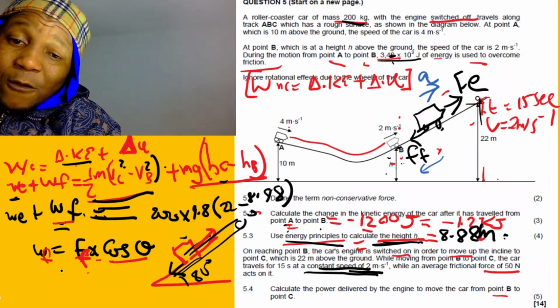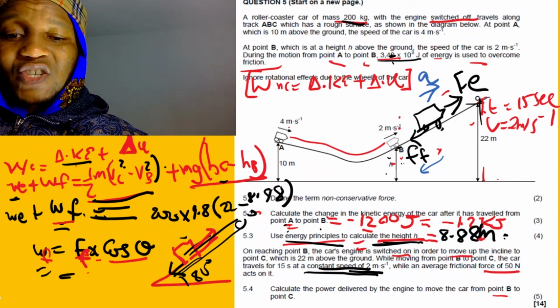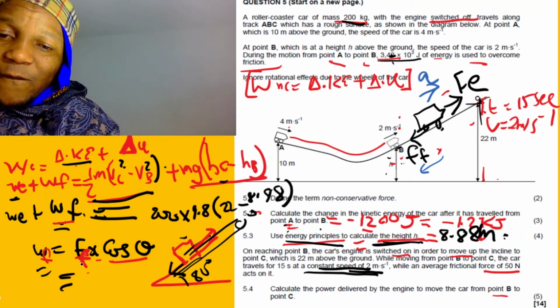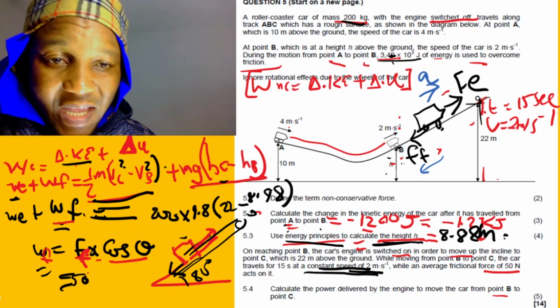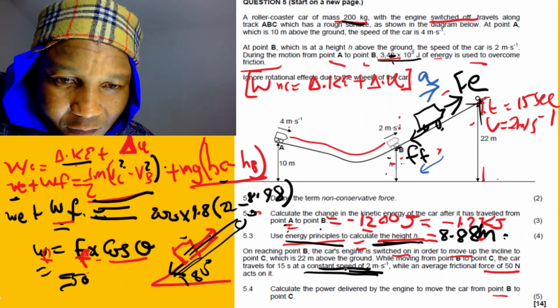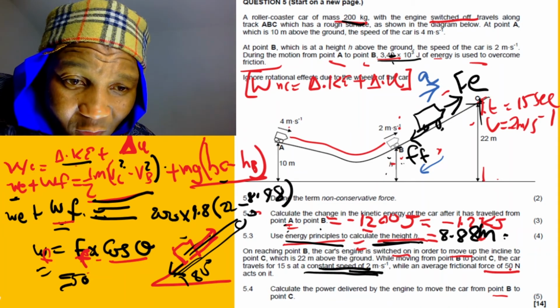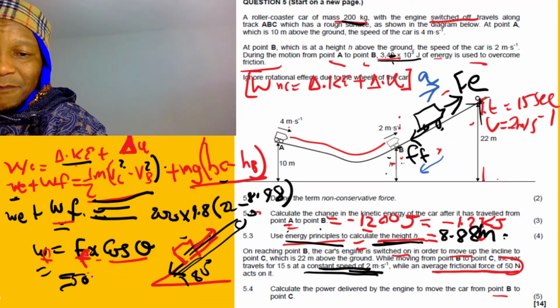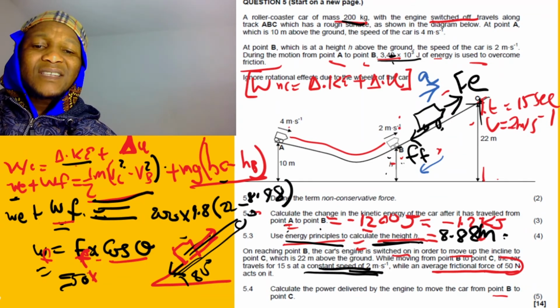So we're going to say now, work done by friction equals force of friction, which is 50, because they say here friction force equals 50. The friction force equals 50. So equal to 50 times, do you know x distance?